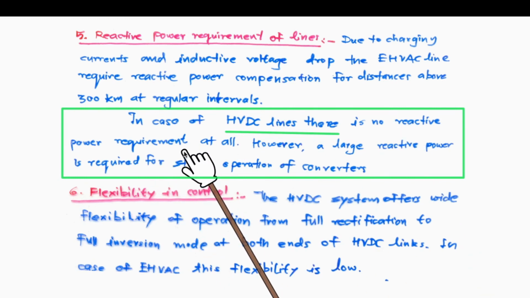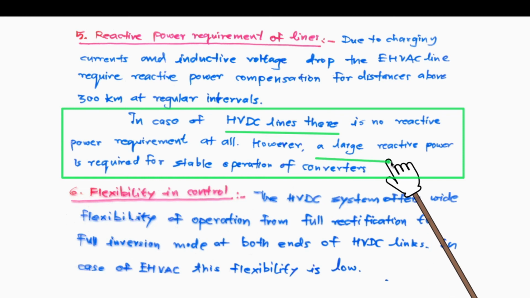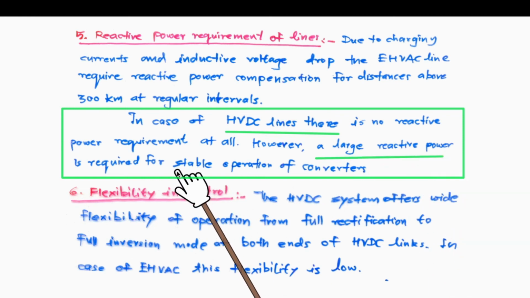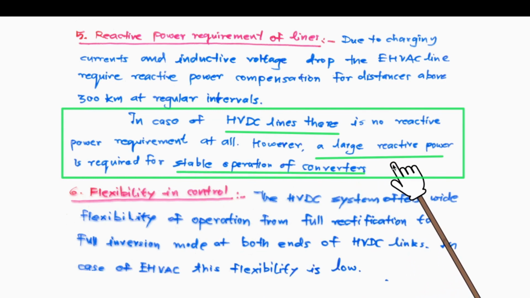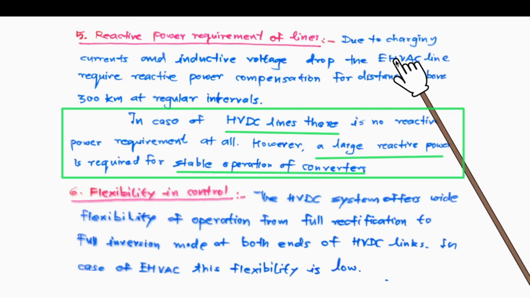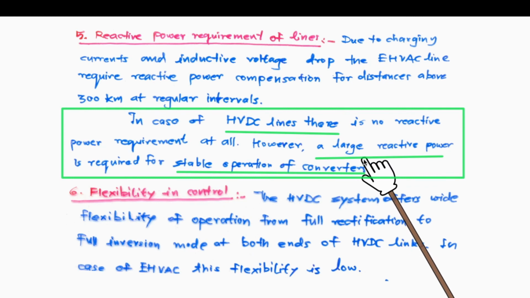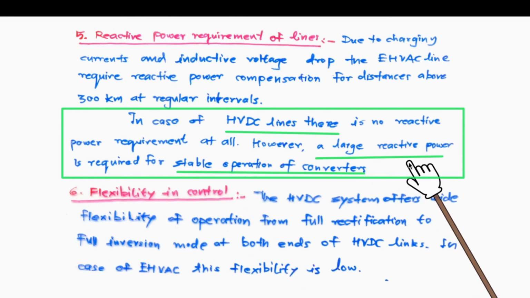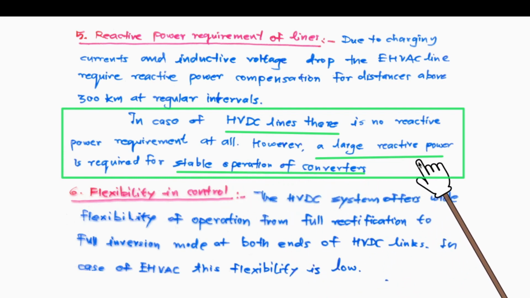However, you have to understand that a large amount of reactive power is required for stable operation of converters. Please understand, लाइन के लिए रिएक्टिव पावर की जरूरत नहीं है जो कि EHVAC में है, लेकिन लाइन में रिएक्टिव पावर रिक्वायर्ड नहीं, but it will be required at the terminal substations where rectifier and inverters are installed, because they draw huge amount of harmonics. Consequently, for stable operation of converter, you do require large reactive power compensation.